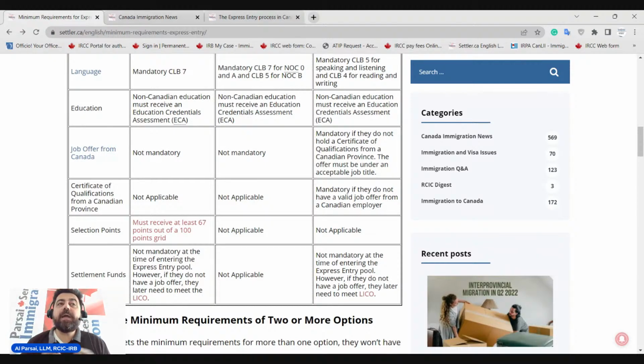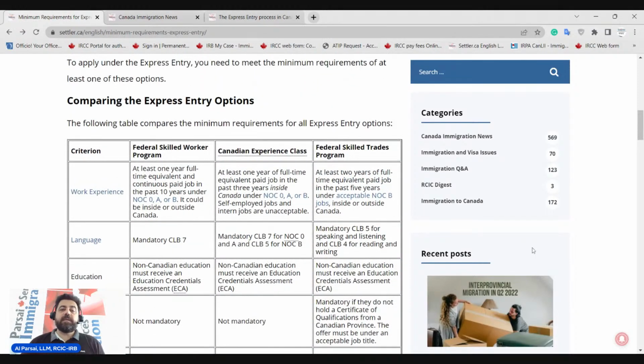Having said that, when you enter the pool of Express Entry and you qualify both for CEC and FSWC, there is a chance, actually not a chance, they will definitely ask for settlement funds and you need to show settlement funds. It is in your best interest that you meet the minimum requirements of LICO. Having said that, if you do not meet the minimum requirements of LICO, in theory, there won't be a problem because you are qualified for Canadian Experience Class. But that would be risky because maybe an officer makes a mistake and they refuse your application. So it is in your best interest to show that you meet the minimum settlement funds requirements.